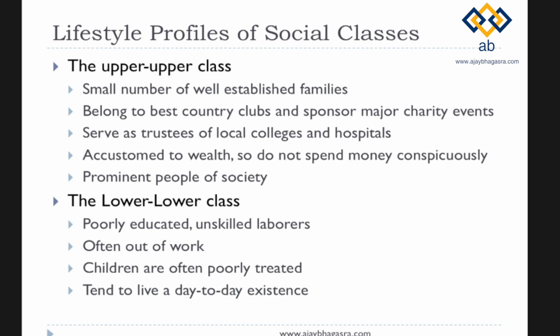Now this is an important thing. Contrary to maybe our belief, these people are accustomed to wealth and hence they may not be spending money conspicuously. दिखावे के लिए नहीं, it's okay, it's normal for me to do this. Prominent people of the society. Lower class are the people who are poorly educated, unskilled laborers, often out of work. Children are very poorly treated and tend to live a day-to-day existence. So you just have to look at this conspicuous consumption from the lens and segregation of the social class also.